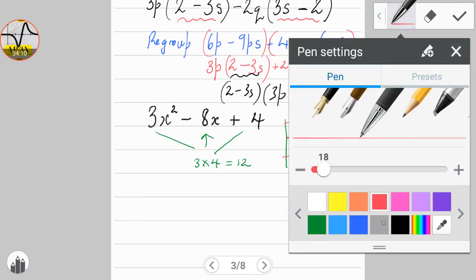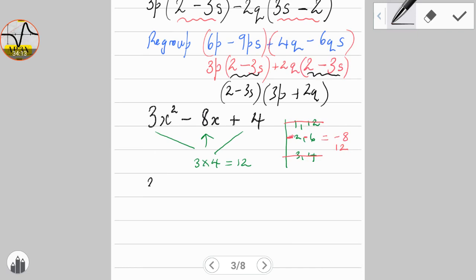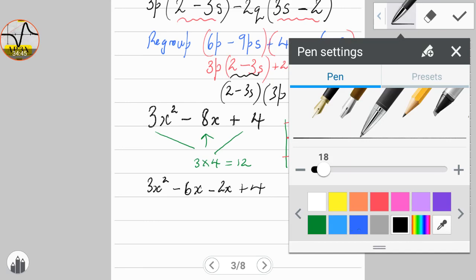So now we're going to say 3x squared. We're going to replace this minus 8x here with minus 6x, minus 2x, and then we're going to bring back down our plus 4. So I have not changed the question. I've changed the way the question looks by splitting this minus 8 into two smaller factors of minus 6 and minus 2. Now we're going to go back to what we were doing earlier, that is factorizing by grouping.